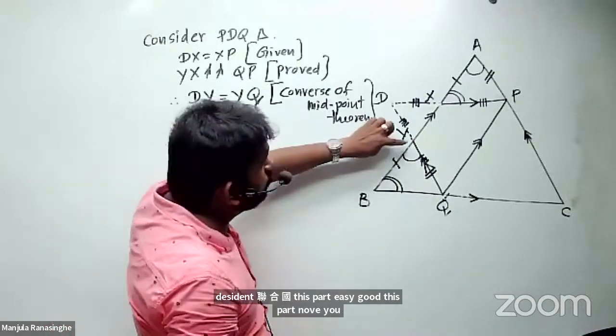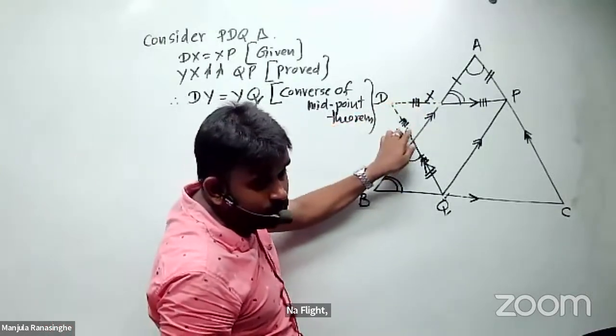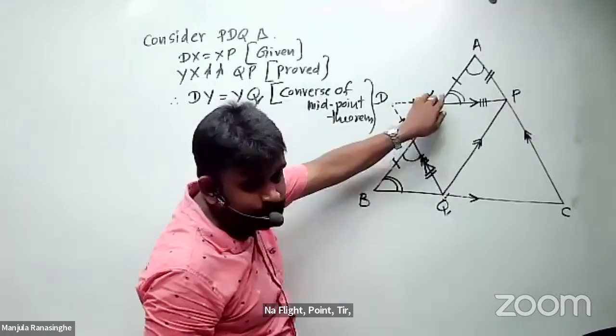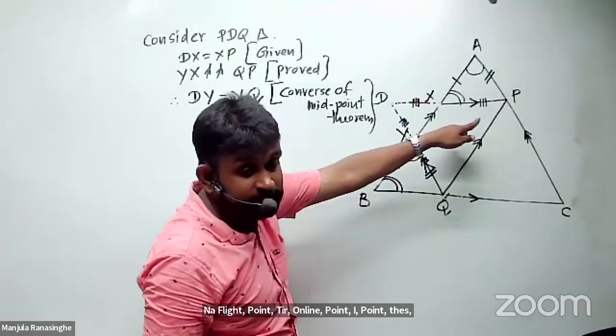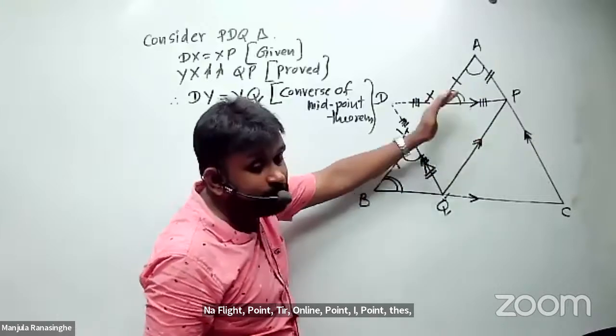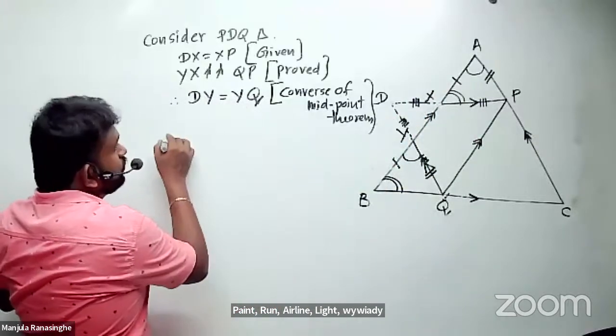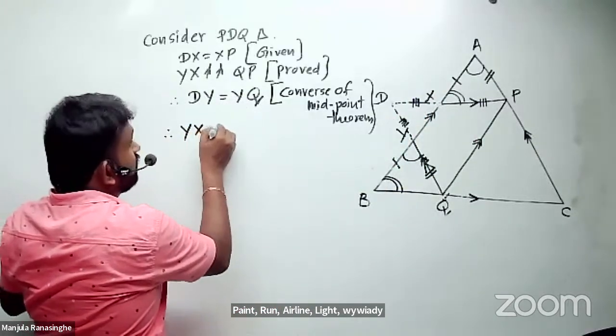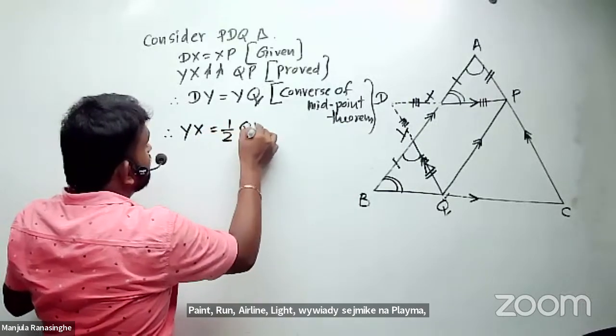Why? Now two midpoints are found, and the line is drawn parallel to the other sides. Then you can apply the midpoint theorem. Therefore, you can say that YX equals half of QP, right?